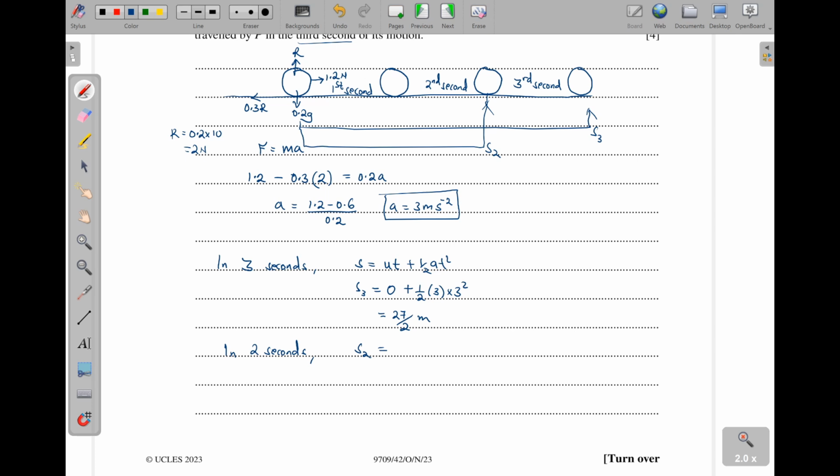And then in 2 seconds, S2 is going to be equal to, still 0, plus a half times the acceleration 3, times 2 squared. This gives us 3 times 4, that is 12, divided by 2, we get 6 meters. So the distance traveled in the third second is equal to 27 over 2 minus 6. 2 times 6 is 12, then 27 minus 12 gives you 15. So 15 over 2, that is 7.5. So we shall have 7.5 meters. That is the distance covered.